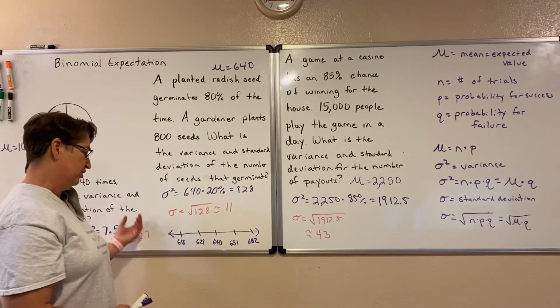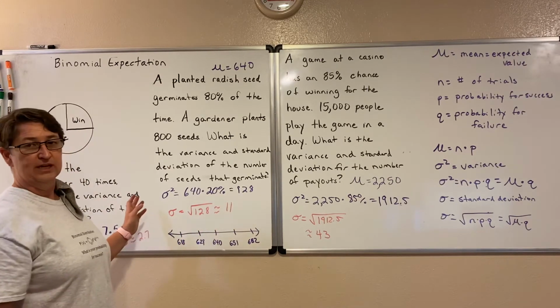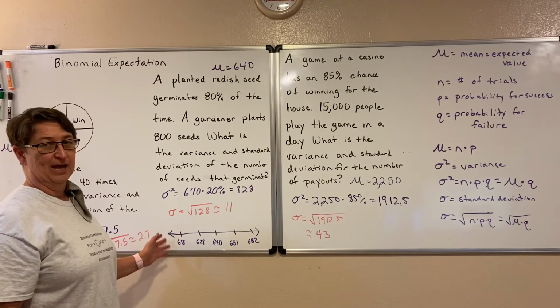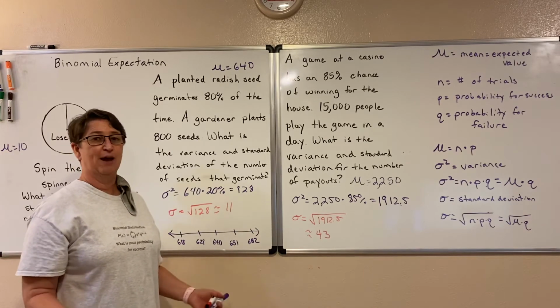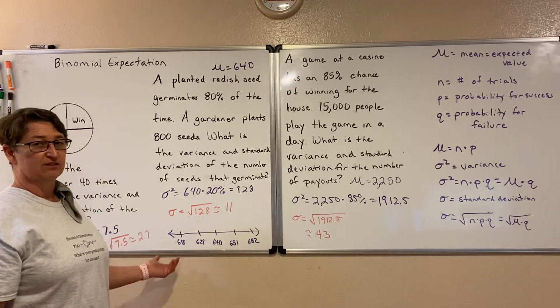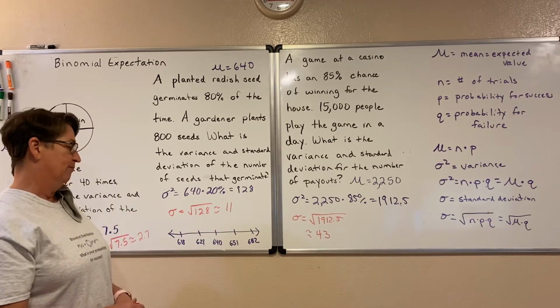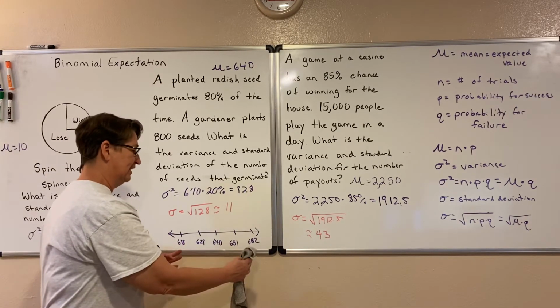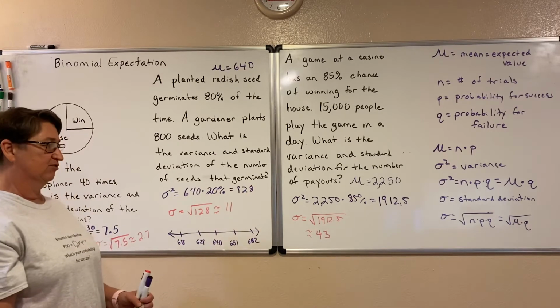But if I get something weird, like only 530 of my seeds germinate, then I go, hey, something weird happened that year. That's not normal for that number of seeds to germinate. So it gives me an idea of how many seeds I can expect.